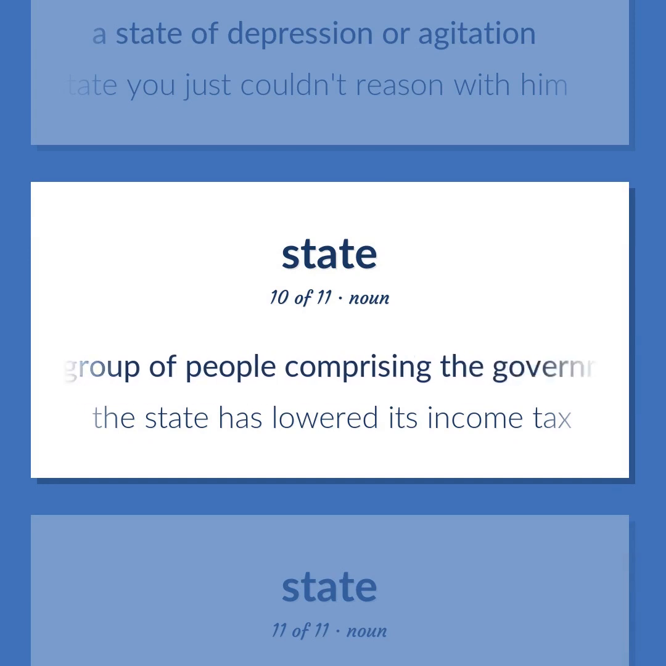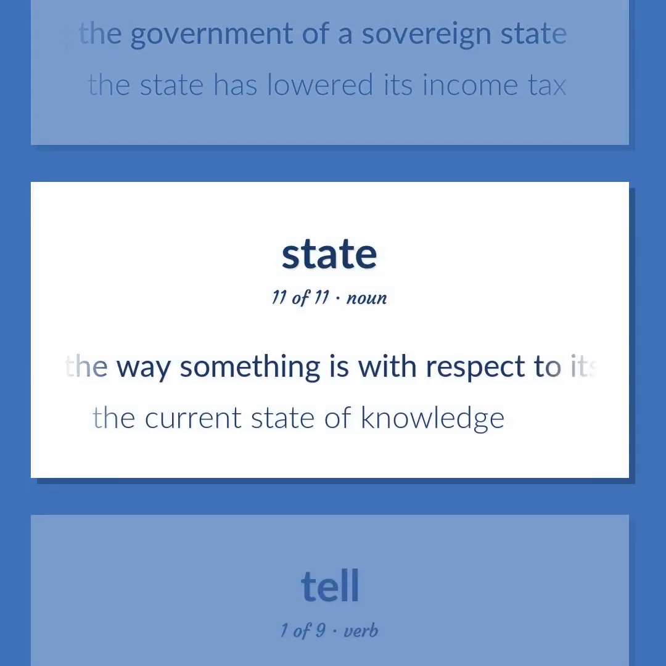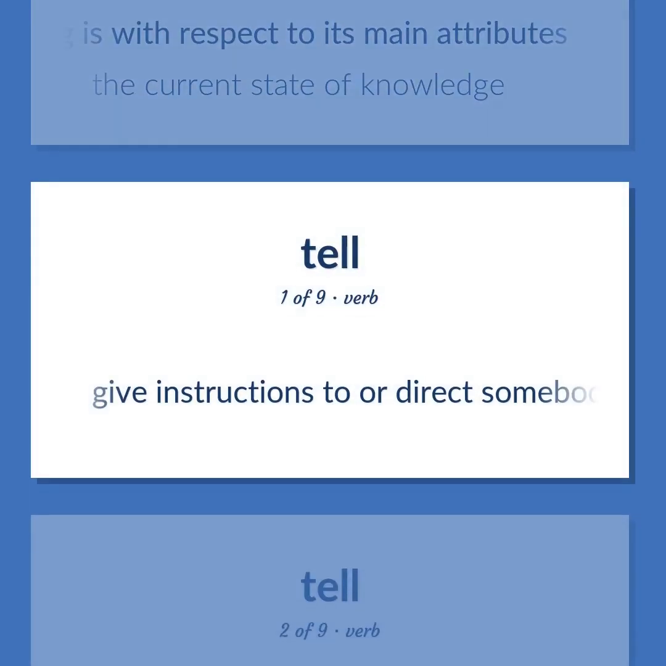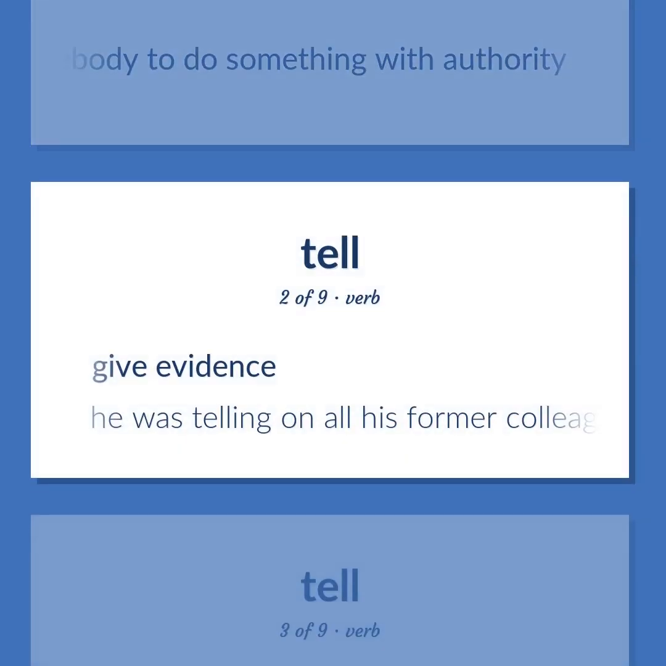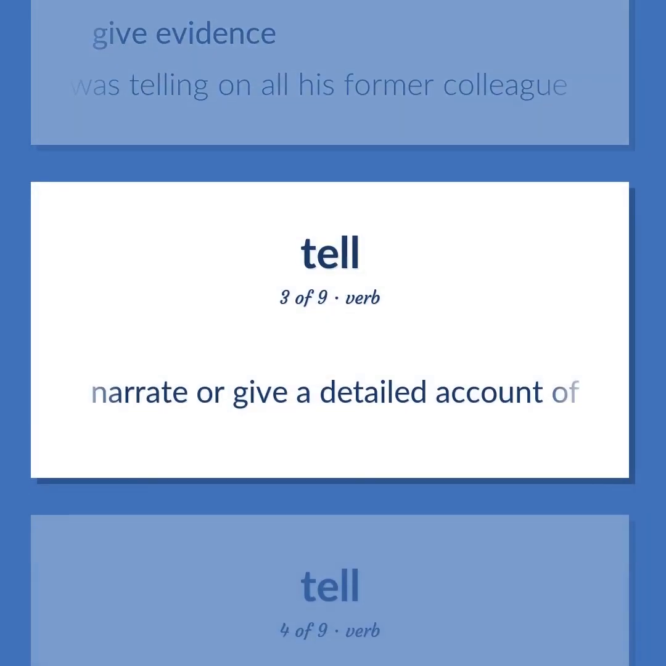The group of people comprising the government of a sovereign state. The state has lowered its income tax. The way something is with respect to its main attributes. The current state of knowledge. Give instructions to or direct somebody to do something with authority. Give evidence. He was telling on all his former colleagues. Narrate or give a detailed account of.